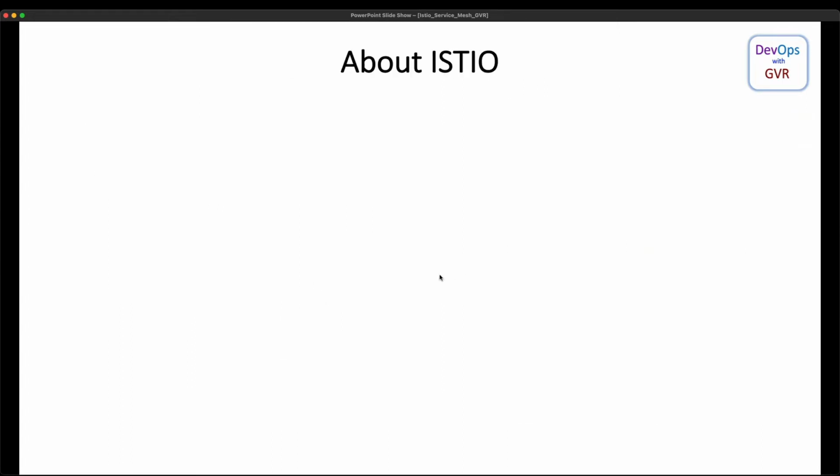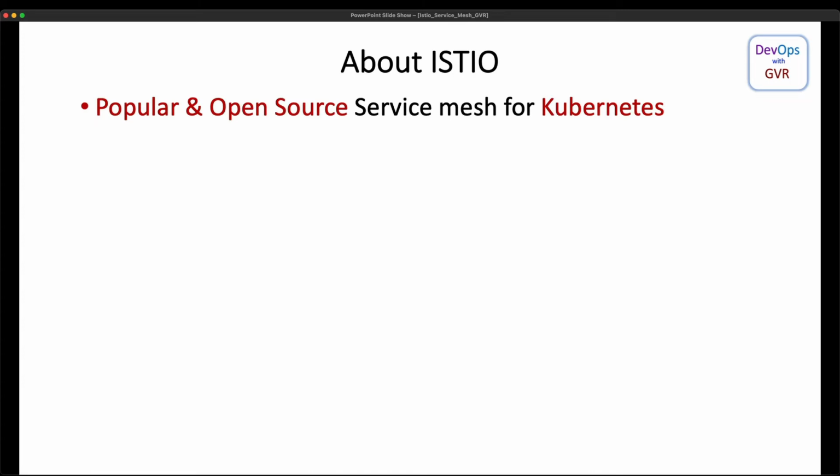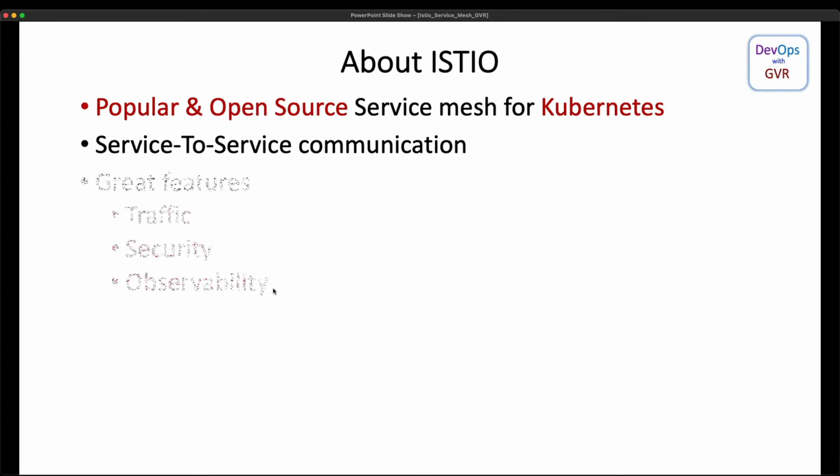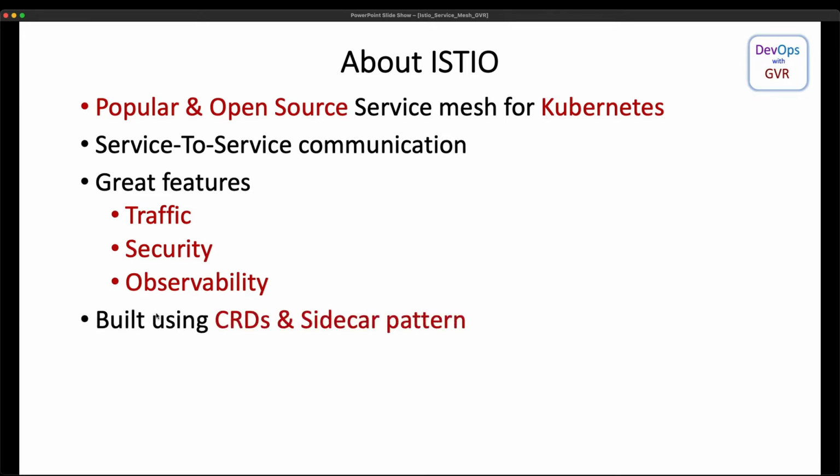Let's go to what is Istio. Istio is a popular open source project for service mesh functionality, especially for Kubernetes. And why is the Istio service mesh used? For service communication. And what are the great features of Istio service mesh? One is traffic handling, second is security, third is observability. What is observability? Observability is where you can monitor whatever operational tasks, SRE tasks, and it is implemented by using CRDs.